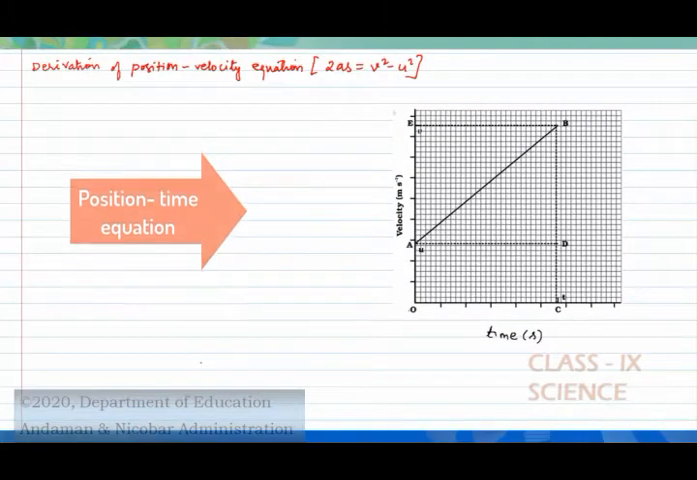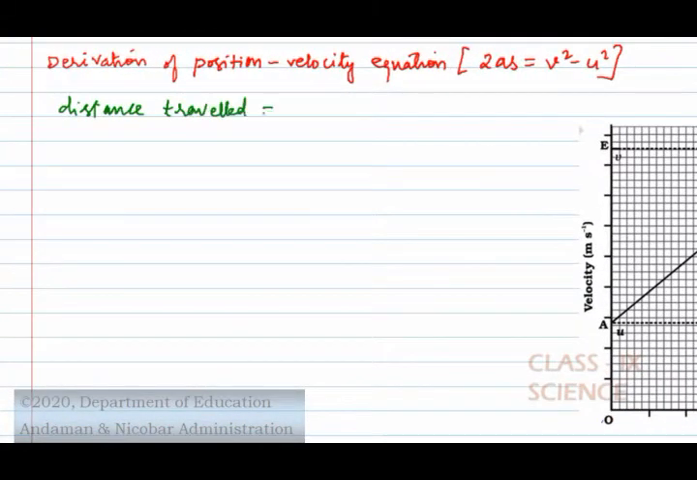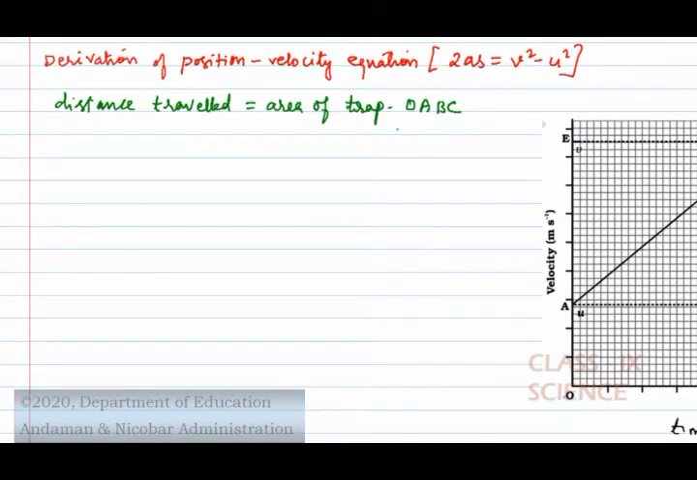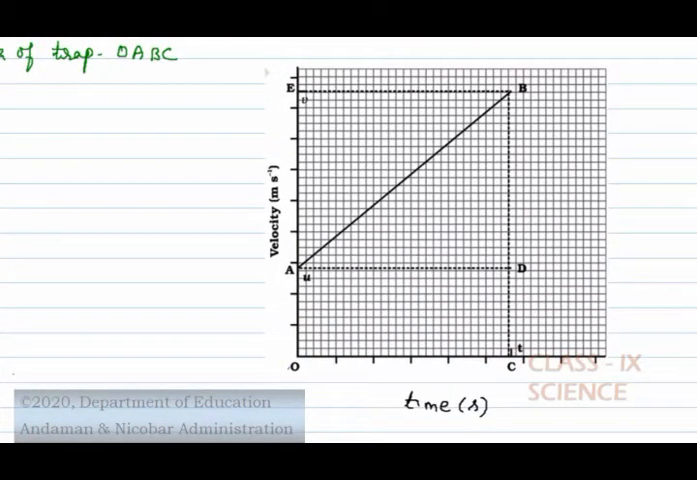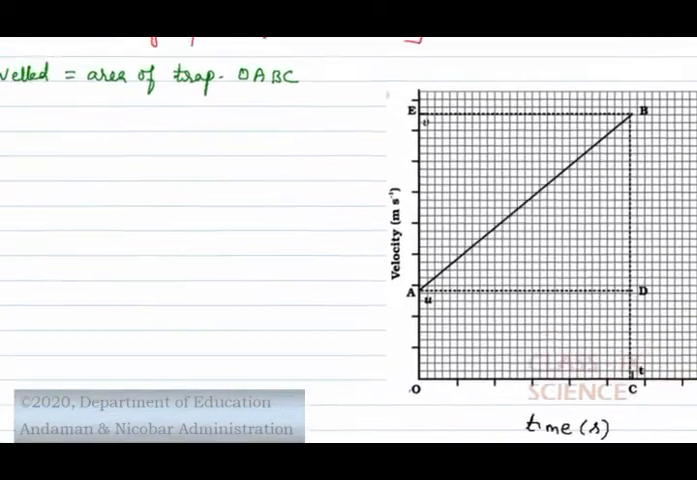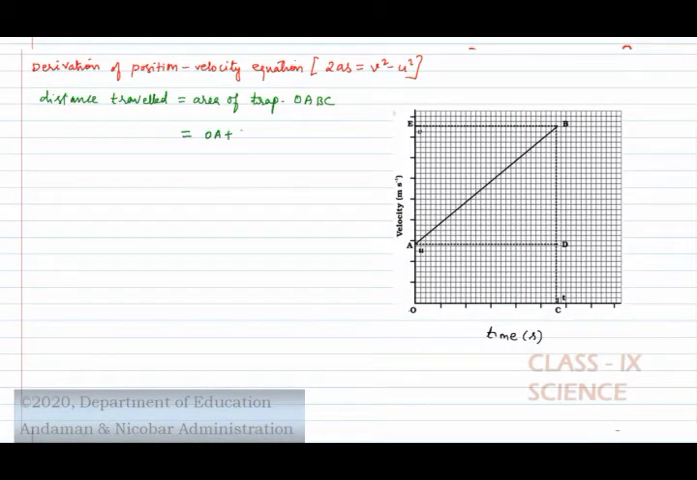So we know that the distance travelled by the object can be written as the area of trapezium OABC. In mathematics you must have studied the formula of the area of a trapezium. So what is that? Area of trapezium is equal to the sum of parallel sides into base divided by 2. So here the sum of parallel sides is OA and BC and the base is OC. So by substituting these values, we get the distance travelled is equal to OA plus BC into OC divided by 2.